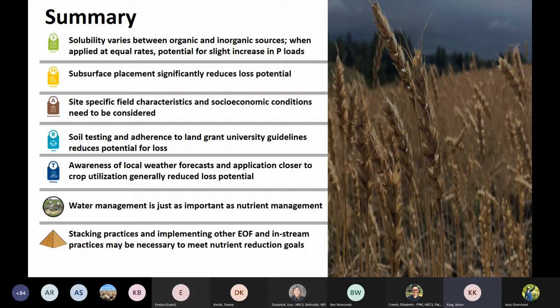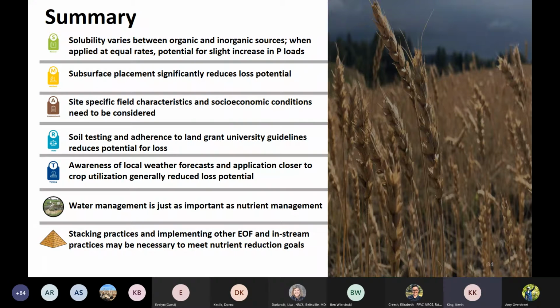The final component of SMART focuses on time. Awareness of local weather forecast and applications closer to crop utilization generally reduce loss potential. Because we are operating in leaky systems, we also need to have a water management plan. Water management is just as important as nutrient management.